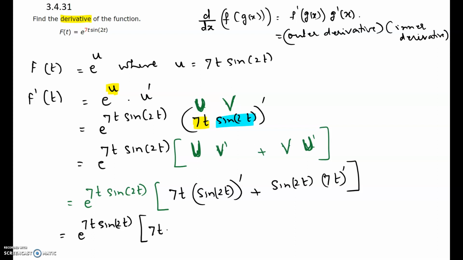Again we are going to apply the chain rule. You need to consider this as sine of u, where u is 2t. So it is outer derivative times inner derivative. The outer derivative, keeping the inner function as is, is cosine of 2t. Then you take the derivative of the inner function, the derivative of 2t, which is equal to 2, plus sine of 2t, times the derivative of 7t, which is just 7.